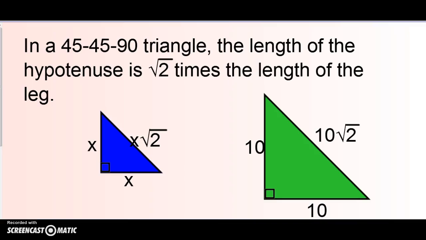So the next thing is, in a 45, 45, 90 triangle, the length of the hypotenuse is always the square root of 2 times the length of the leg. So in the previous slide we said the two legs of a 45, 45, 90 will always be the same because the angles are the same. And if you did the work of figuring out the Pythagorean theorem, this is just a property that's true for this special triangle. Then the hypotenuse is whatever the leg is times the square root of 2.